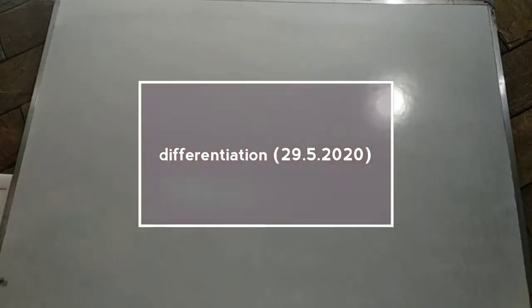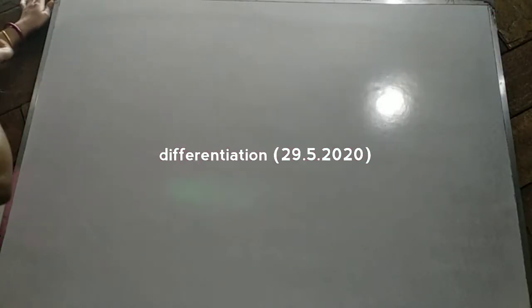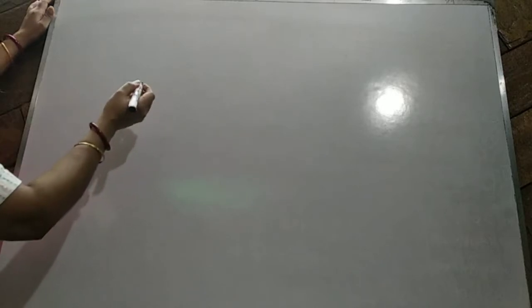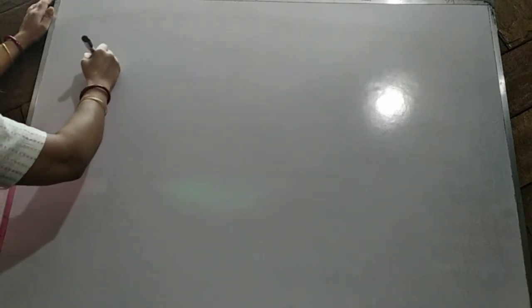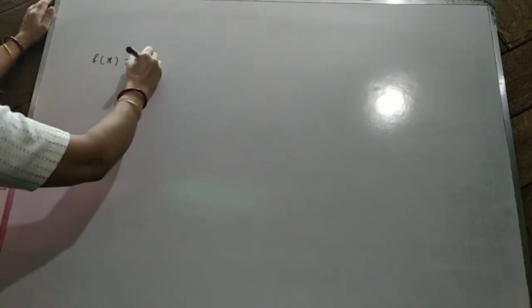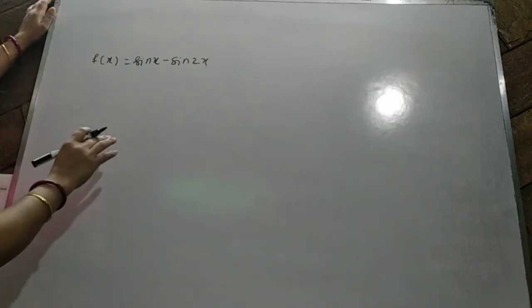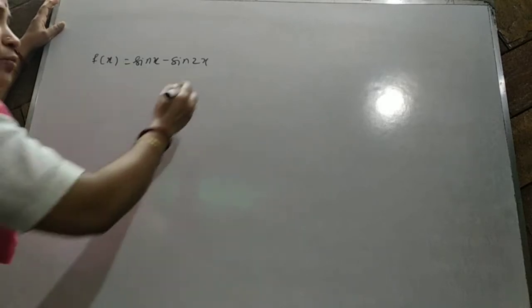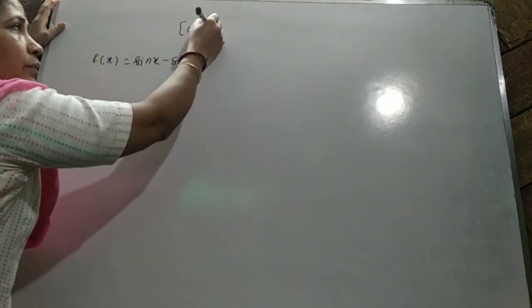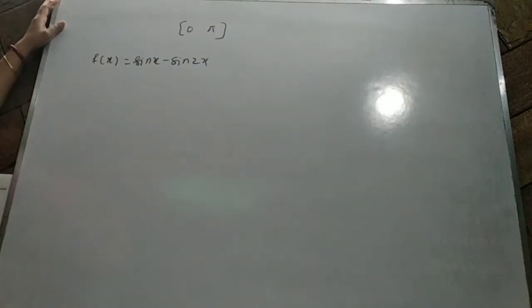Yesterday we did one Rolle's theorem question. Can you remember? f of x equal to sin x minus sin 2x. Let me go through that one. f(x) is continuous on the closed interval 0 to pi, as given. Next, it is differentiable on the open interval.